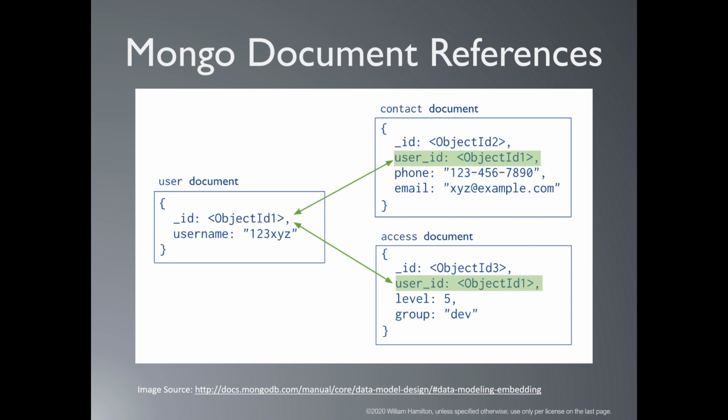And then those two on the right, the underscore IDs, those would be unique. So these are the IDs for this document. This would be the ID for this contact document. This would be the ID for this access document. But this user underscore ID is referencing the underscore ID for this user document, or this user here.